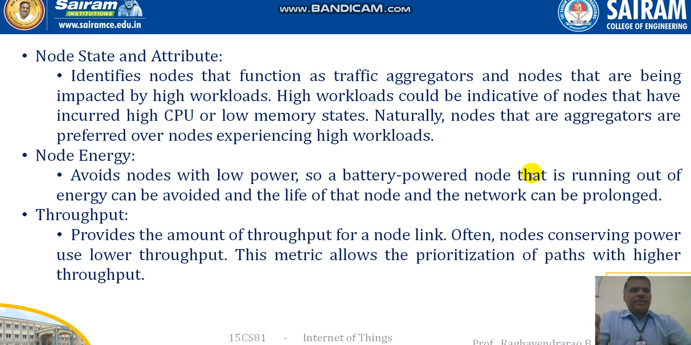If you are going to consider the throughput, it provides the amount of throughput for a node link. Often nodes conserving power use the lower throughput. So this metric allows the prioritization of paths with higher throughput. Because of that, prioritization is going to be there.